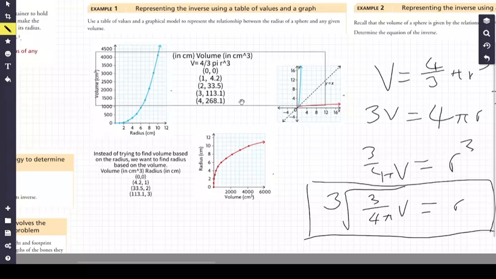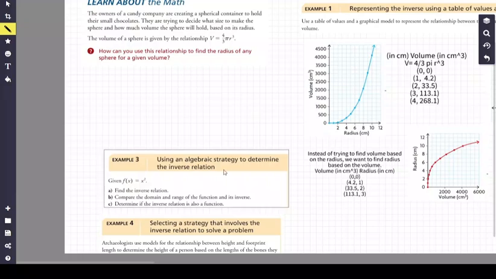Okay, so let's do that. 113.113.1 times 3 divided by 4 divided by pi, we'll get around 27, and then cube root, which is basically to the power of 1 over 3. And then we'll get around 3. Okay, that makes sense. So our math is correct. This is indeed the inverse equation.